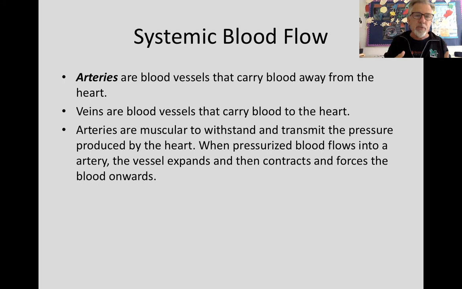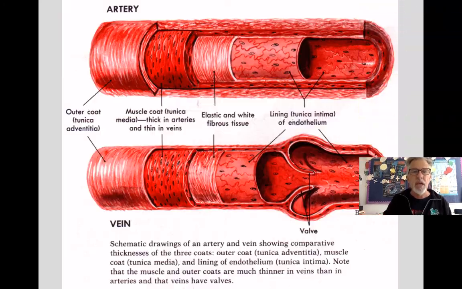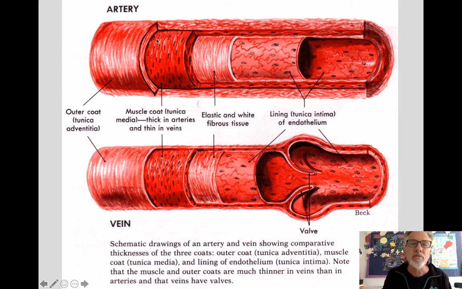When pressurized blood flows into an artery, the artery expands and then contracts and forces the blood onward. It can only do this because arteries are heavily muscular, and you can see the muscular walls on an artery. And this is a diagram with much more detail than we need to know in this course. Veins have the same layers, but they're not nearly as muscular, and the muscles aren't nearly as important. And veins have valves, and we'll talk about why that is in a second.